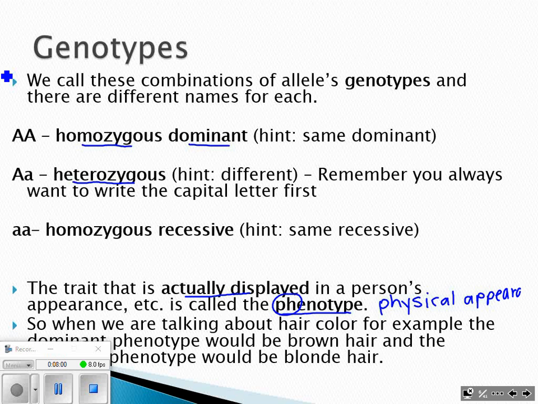So if I ask what your phenotype is, I don't want to know whether you've got a big B and a little b for brown hair. I want to know whether your hair is brown or blonde. If we're talking about hair color, the dominant phenotype would be brown hair, and the recessive phenotype would be blonde hair. So if I gave you that you were heterozygous for your hair color, this is your genotype. What's your phenotype? What color is your hair going to be? It's going to be brown. Does that kind of make sense?